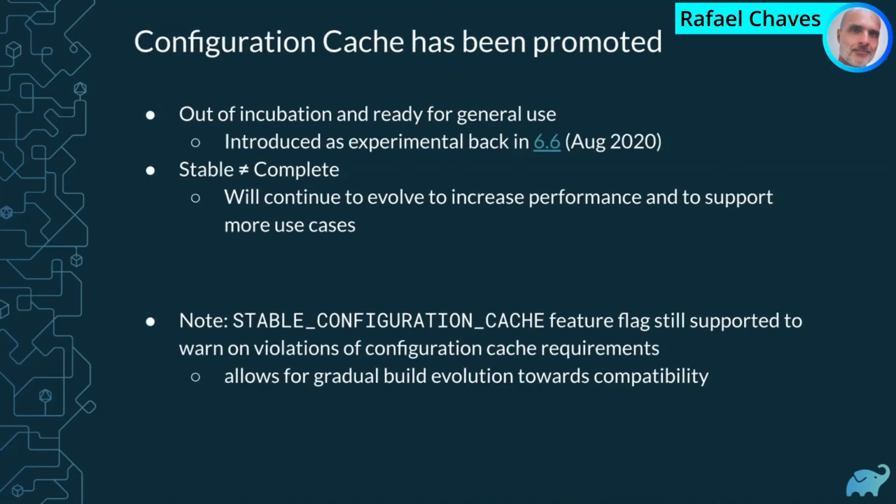In 8.1, we finally promoted configuration cache to stable. It was introduced back in 6.6 in 2020. And by stable, we do not mean complete. It's ready for general use, but we intend to continue to evolve it to cover new use cases and improve performance. Note that there's a stable configuration cache feature flag that we introduced to ease adoption. And that flag is still in place. So builds that don't have configuration cache enabled can enable it properly so they can get some hints of things that need to change to make their build compatible with configuration cache.